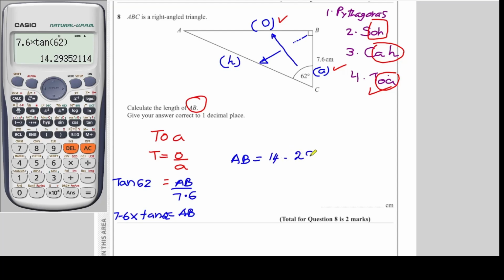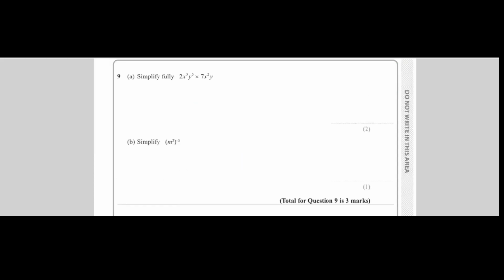14.28. Now we need to leave our answer to the first decimal place. Therefore, I'm ending up with 14.3. That's it.